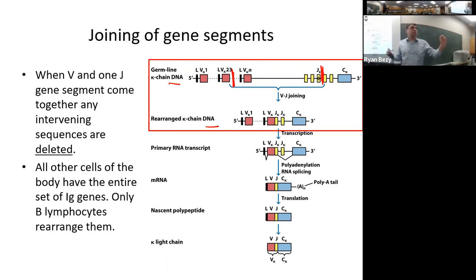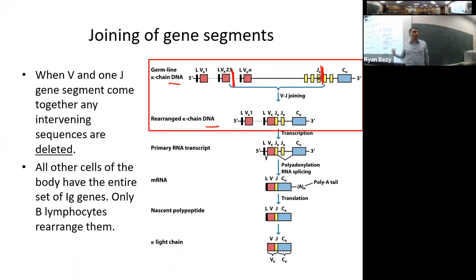So if you use V segment 23, you permanently delete out V segment 24 through 91. When I use J segment 4, I deleted this one and this one permanently out of the DNA. The DNA gets cut. That DNA fragment is lost and degraded. And the two other DNA fragments are stitched together. So I cut here, and I stitched them together. And this is all DNA recombination. Everybody okay with that?